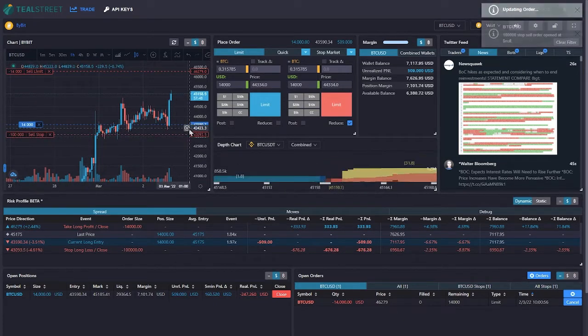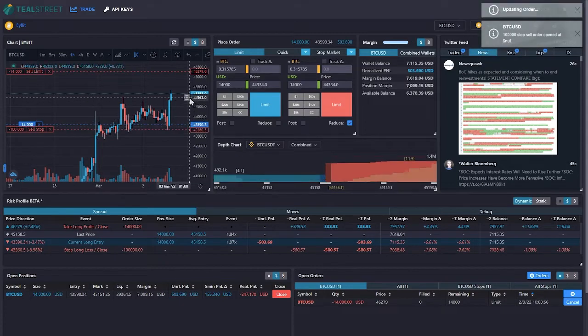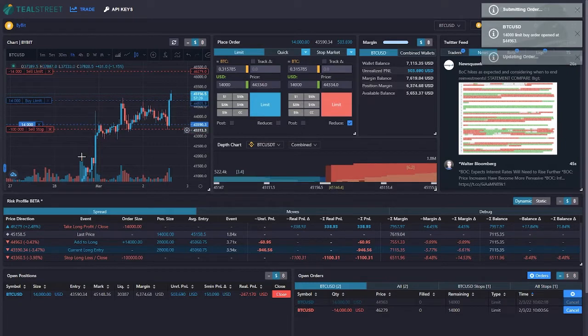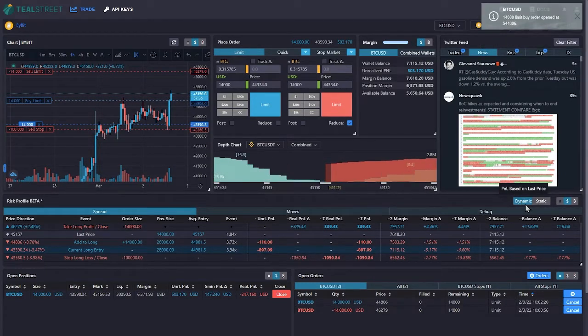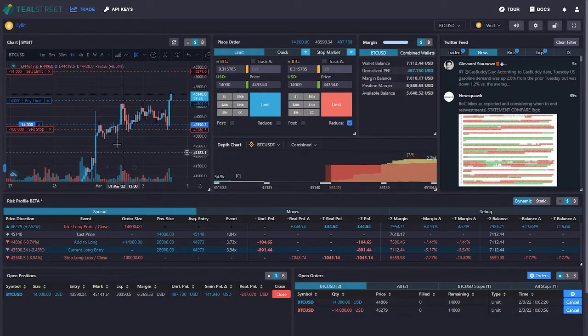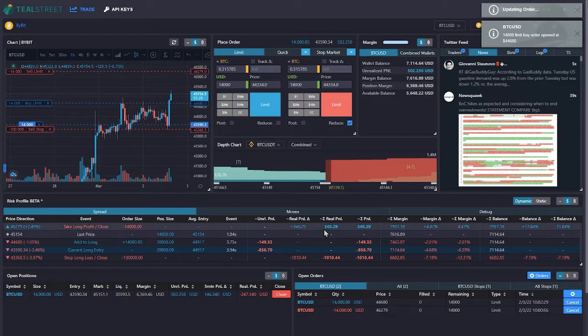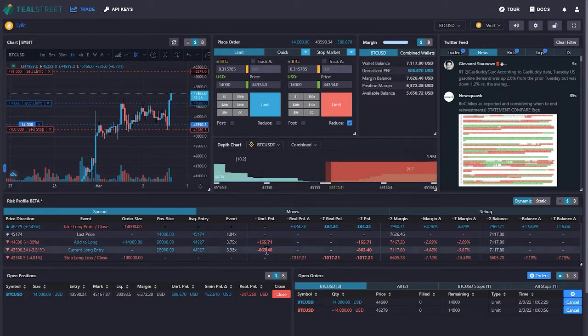Let's just say I wanted to add to this position. Let's say I wanted to add to it in profit. And we will go under dynamic mode. So the risk profile understands this. It sees this new buy order, and it understands that it's going to add this to your long.